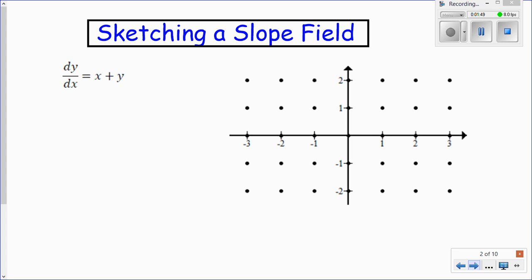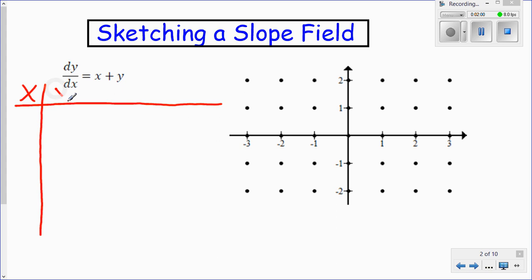All right, so how do we do this? Well, an easy way is to start with a table of values. Remember, each point gives us an ordered pair, so from each point we're going to have an x-coordinate and a y-coordinate. Then we're going to find the slope by just plugging into our differential equation, dy/dx. I'm just going to do a few of these, and then I'll show you what the entire slope field looks like.